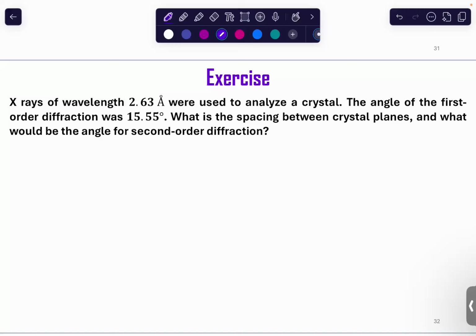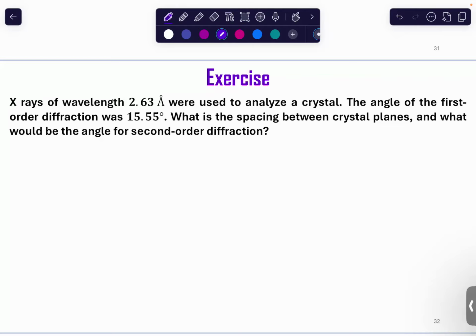We're going to be dealing with picometers too. What do we think pico means? 10 to the what? Minus 12. Some of them eventually you just pick up because you use them enough. Okay, so, wavelength of 2.63 angstroms. The angle of the first order diffraction was 15.55 degrees. What is the spacing between the crystal planes, and what would be the angle for the second order diffraction?